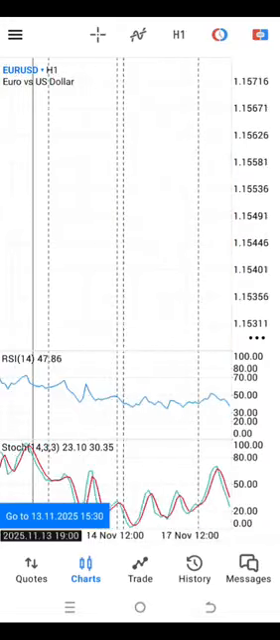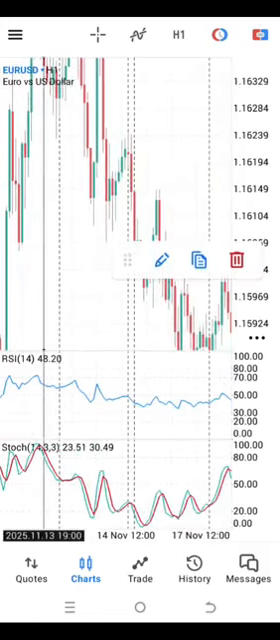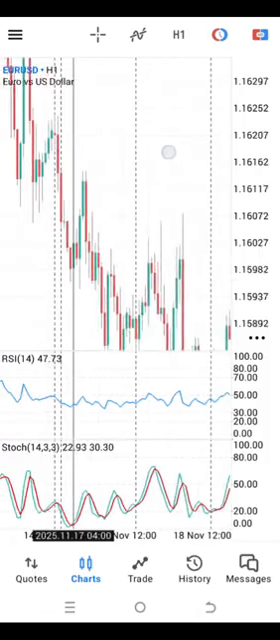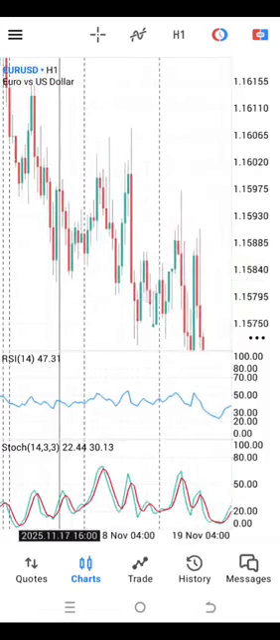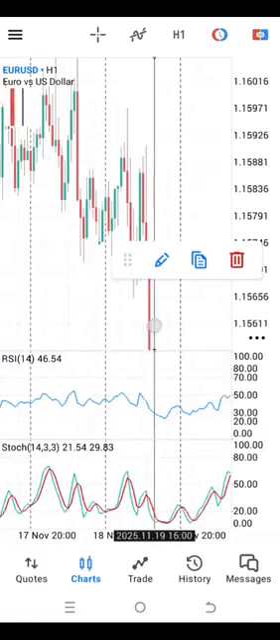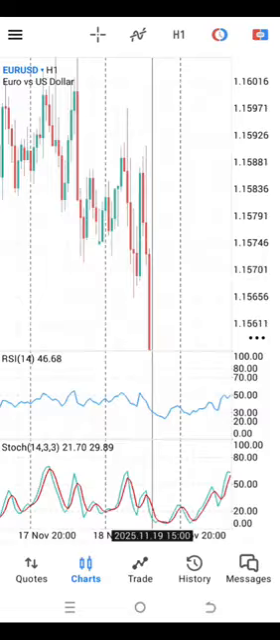Where am I supposed to exit this particular trade? Very simple, guys. I'm going to use my RSI to exit the trade. I'm going to wait for the RSI on the H1 time frame to get to around level 30. So just wait for the RSI on the H1 time frame to move to just below level 30, and then you can exit the trade, guys. So that is a very, very simple strategy, guys.